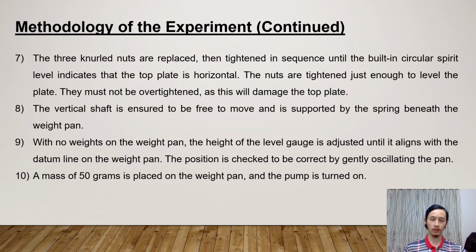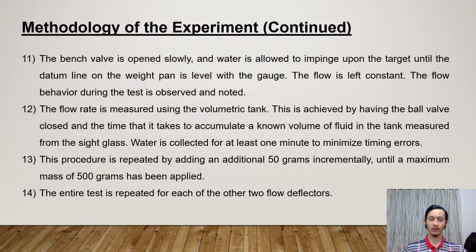With no weights on the weight pen, the height of the level gauge is adjusted until it aligns with the datum line on the weight pen. The position is checked to be correct by gently oscillating the pen. A mass of 50 grams is placed on the weight pen and the pump is turned on. Then, the bench valve is opened slowly, and water is allowed to impinge upon the target until the datum line on the weight pen is level with the gauge. The flow is left constant. The flow behavior during the test is observed and noted.